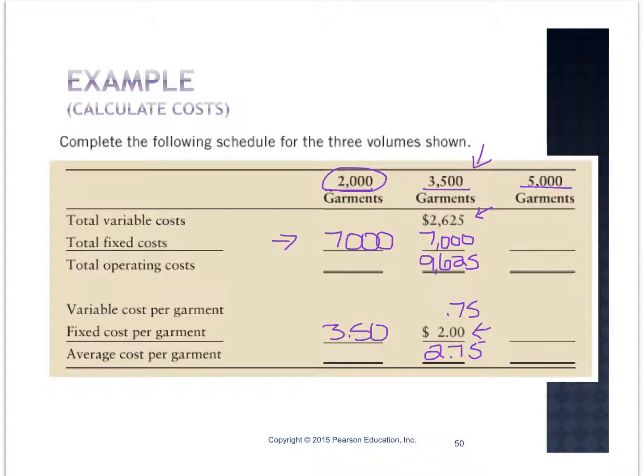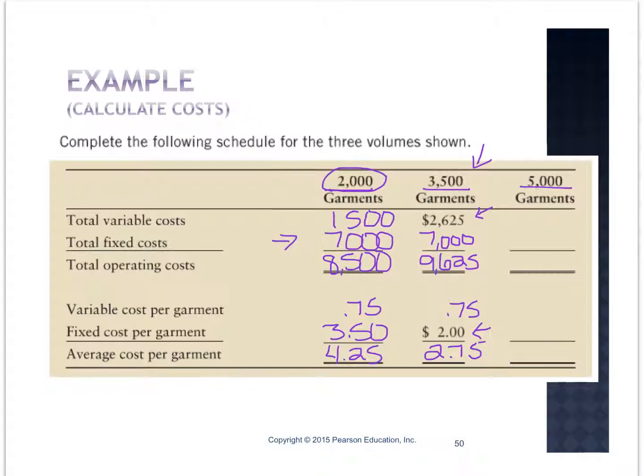All right, so let's go with variable costs. Well, we know that variable costs always stay the same. So we have 75 cents per garment. And when we add these two together, we have an average cost per garment of $4.25. So now we just need to calculate our total variable costs. So 2,000 garments multiplied by 75 cents each is going to give us $1,500. We add the two together and we get total cost of $8,500.